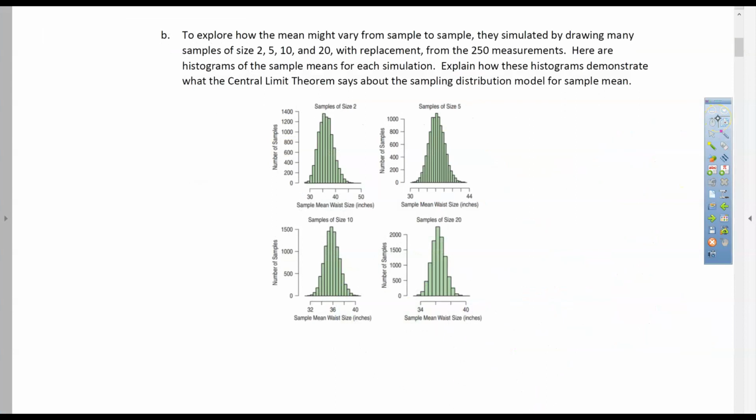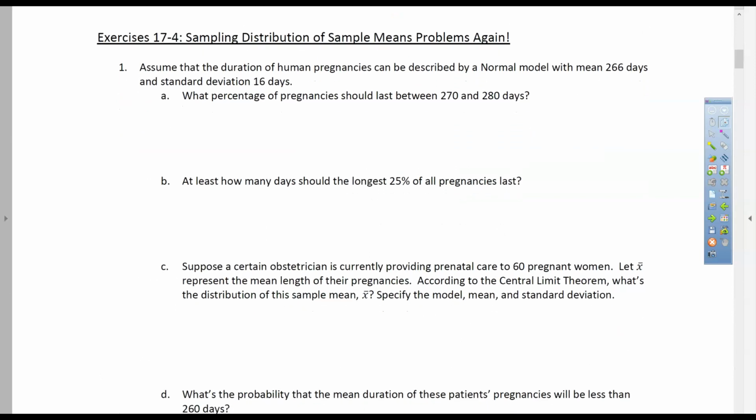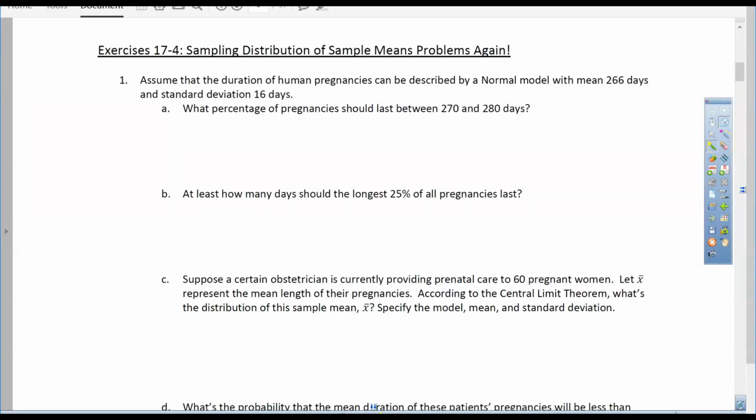All right, the last thing I wanted to go over was an example on 17.4. So if you go to 17.4, page number 5, I wanted you guys to go over number 1. In your exercises, number 1, the context says, assume the duration of human pregnancies can be described by a normal model. So the population is normal, and it gives you a mean and a standard deviation.